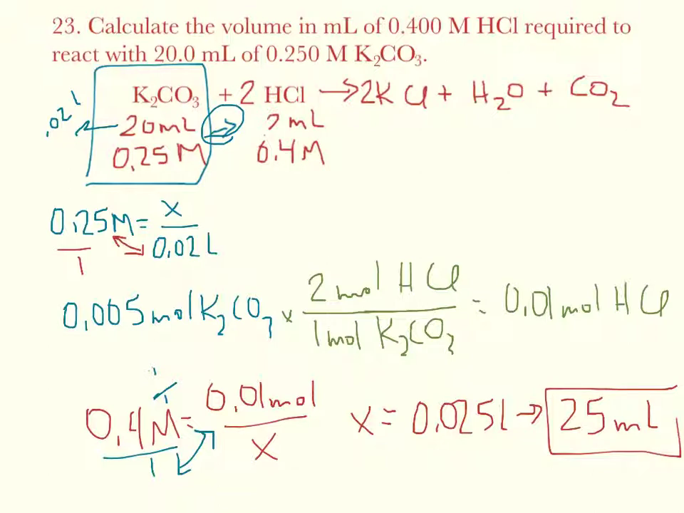Now you can also use the dilution equation M1V1 is equal to M2V2, but you have to make sure to take into account the mole-to-mole ratio, the 2-to-1 ratio between K2CO3 and HCl. So I think that the way that I've done it right here is probably the easier way and easier to not get confused.